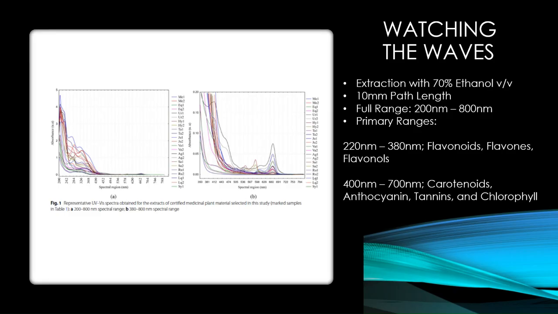Of the 52 samples from the 12 different medicinal plants, each spectrum was broken down into two primary ranges: 220 nanometers to 380 nanometers, which is associated with flavonoids, flavones, and flavanols, as well as their derivatives, and the 400 to 700 nanometer range, which is associated more with carotenoids, anthocyanins, tannins, and chlorophyll.